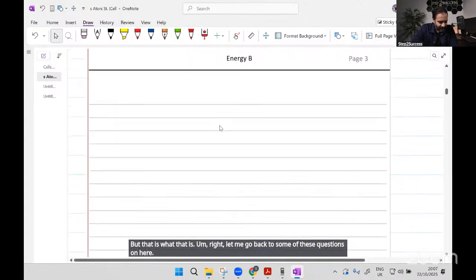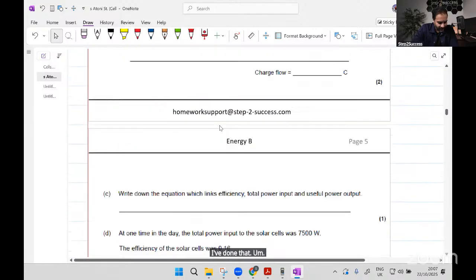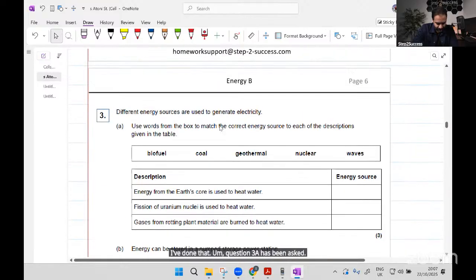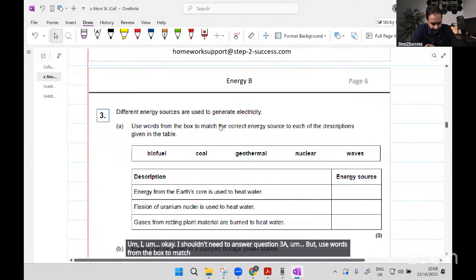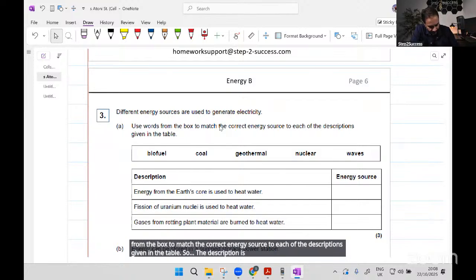Now that I've done that, question 3A has been asked. Okay, I shouldn't need to answer question 3A. But use words from the box to match the correct energy source to each of the descriptions given in the table. So the description is energy from the Earth's core.